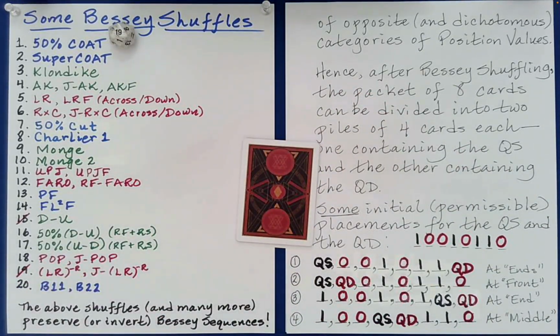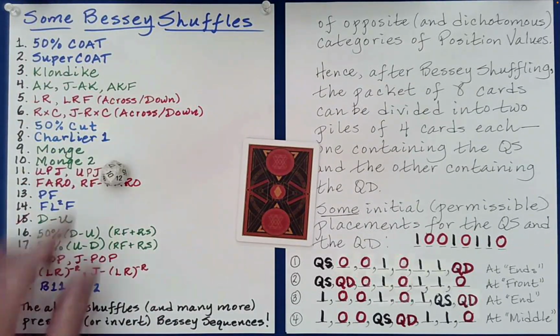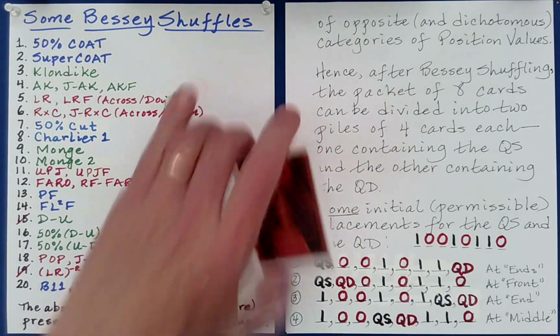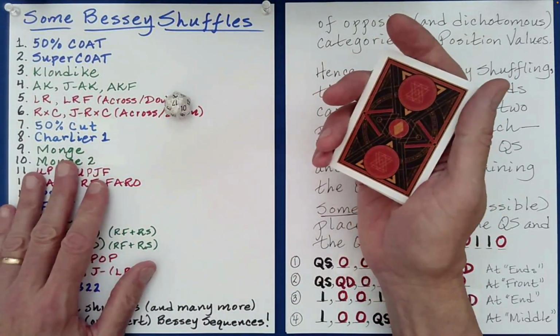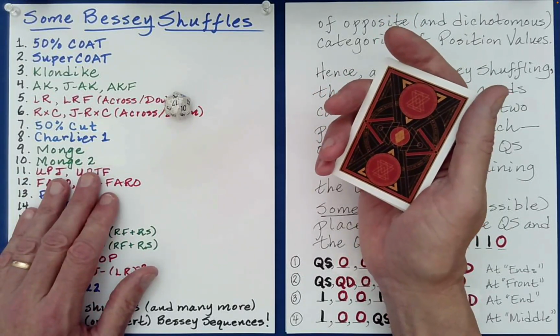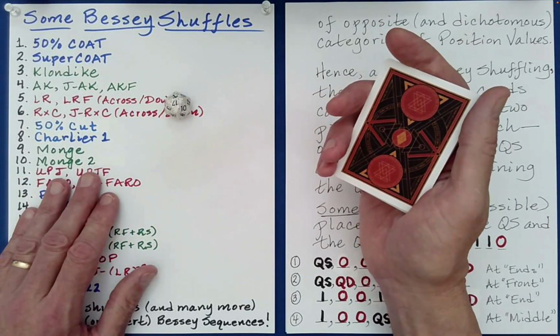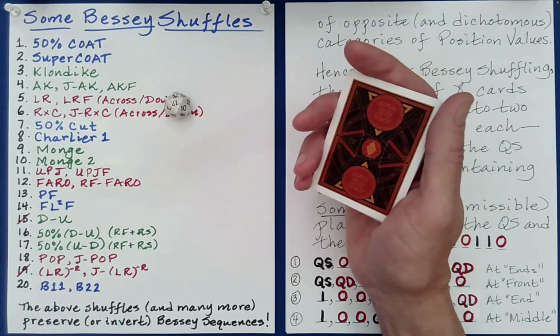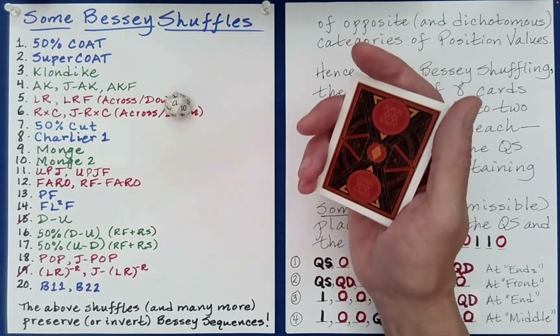So let's go ahead and roll our die again. Number 10. 10 is a mange 2. Okay. Now, I do want to point out that this shuffle, this mange 2, is brand new, actually. I've never seen it performed before, and I discovered that it actually preserves or inverts Bessey sequences.